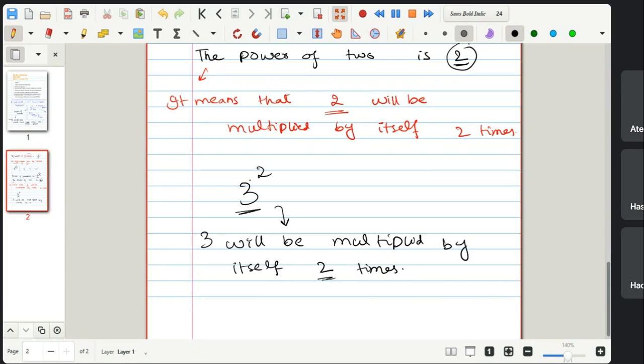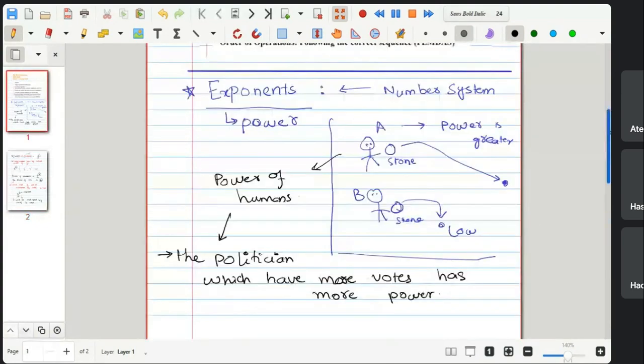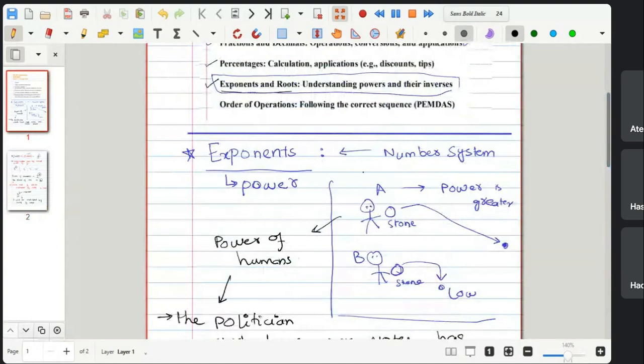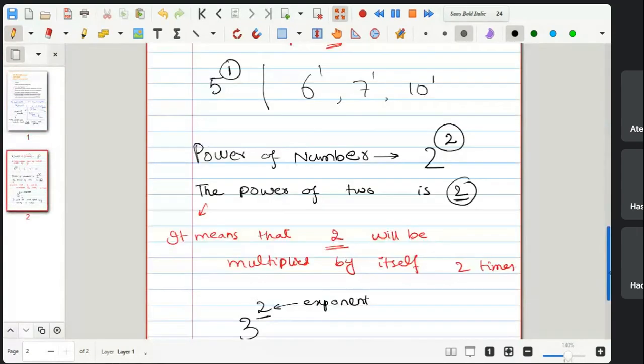And we will also say that this is the exponent. Exponent is a simple vocabulary. It's not a very difficult thing. It's also clear from its wording. This is the meaning of exponent.